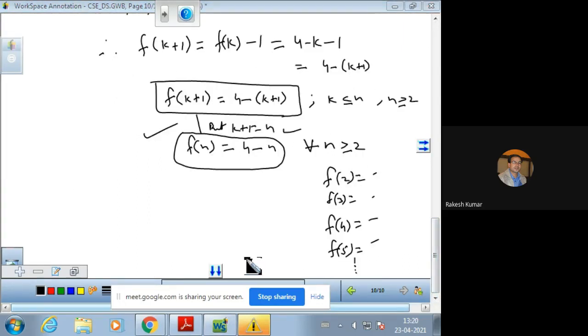So the Fibonacci sequence, and the factorial example, f of n plus 1 factorial is n plus 1 into n factorial, and this is another example. These are good examples of a recursive definition.